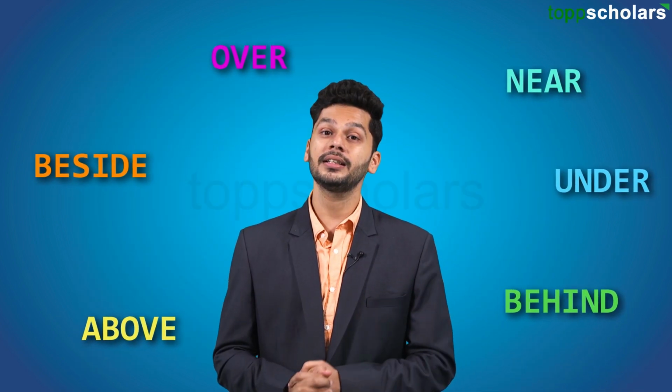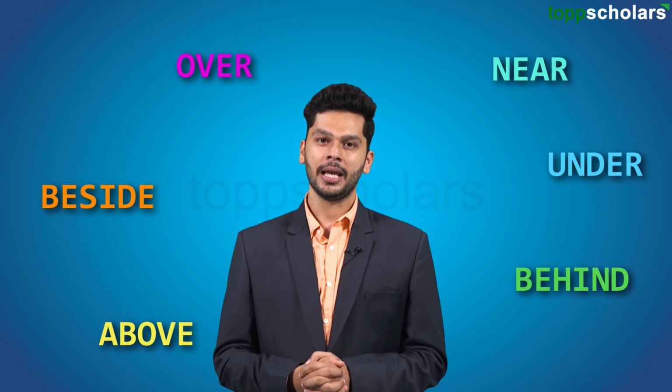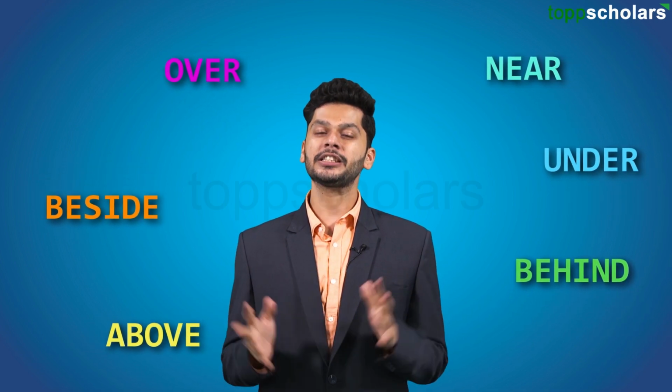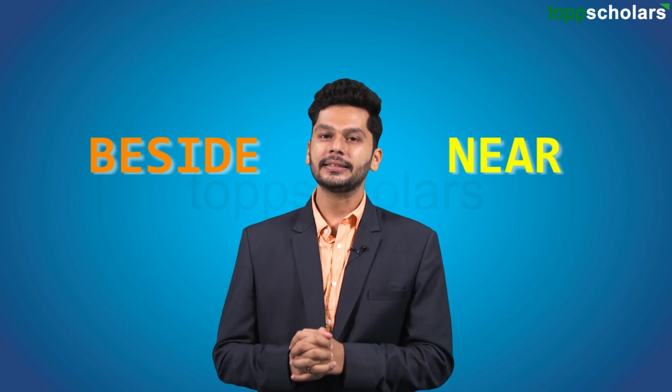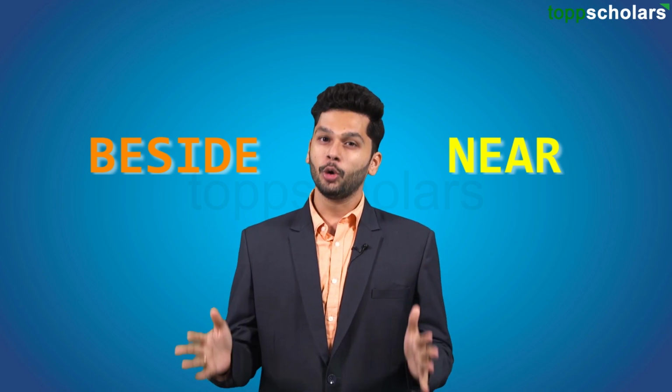There are over 100 prepositions in the English language. But first, let's look at the ones which are most commonly used. Let's look at the difference between beside and near. The preposition near is used to mention closeness.